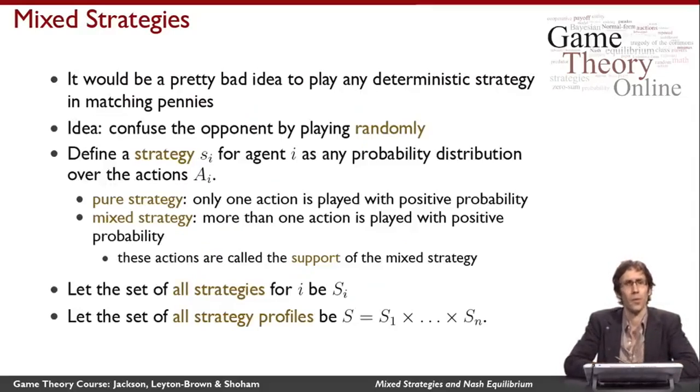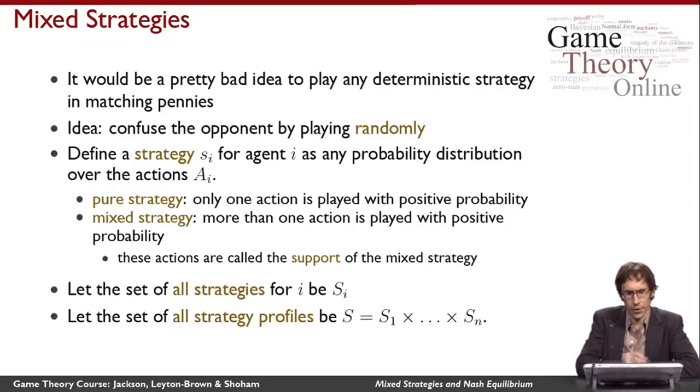So what does work for both players? Well, essentially it does make sense for players to confuse each other by choosing to play randomly. So intuitively, instead of saying, I'm going to commit to playing heads or I'm going to commit to playing tails, I can say, I'm going to commit to flipping this coin and playing whatever side comes up. So let's try to make this idea formal.